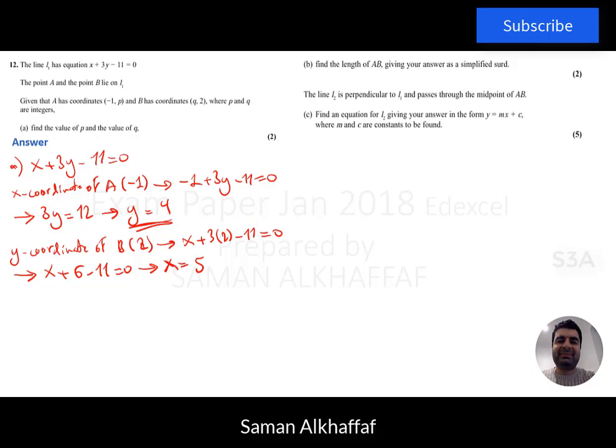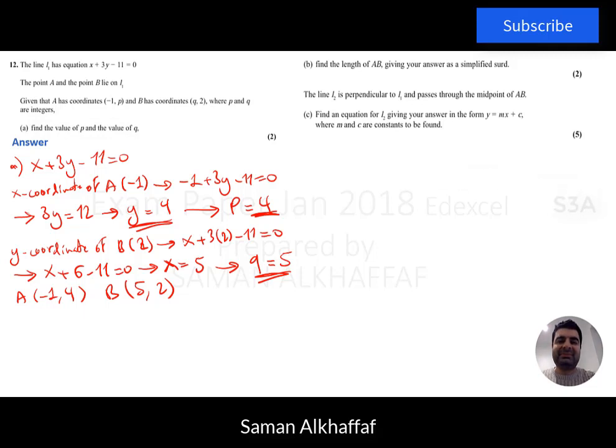So that tells us now that the value of p will be 4, and the value of q will be 5. And the coordinates will be in the form of, in this scenario, A is -1 and 4, and B would be 5 and 2. This will also be part of question 1. We are also told to find the coordinates, so this is the coordinates of A and this is the coordinates of B.